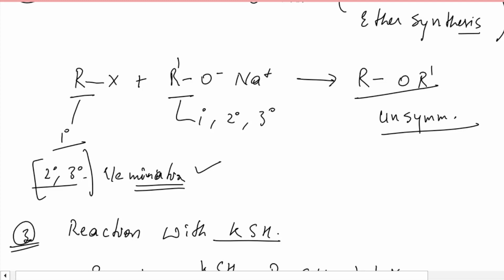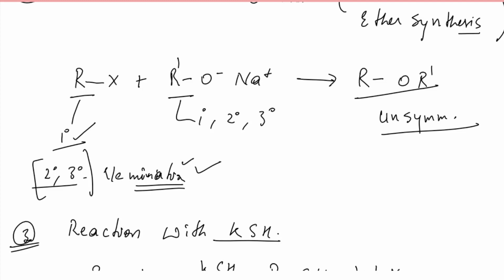In this reaction, the point to remember is that the halide must be primary. It must not be secondary or tertiary, because if it's secondary or tertiary, elimination takes place. And even if it's vinyl or phenyl, partial double bond character is there and the reaction will not occur. Hence it must be primary, allyl or benzyl.